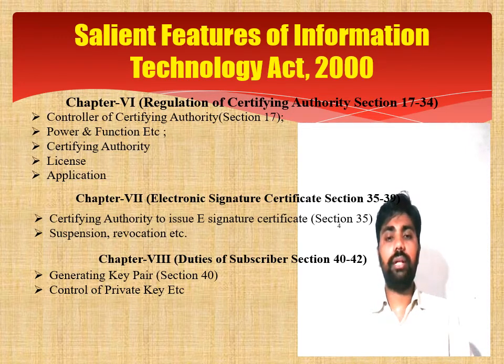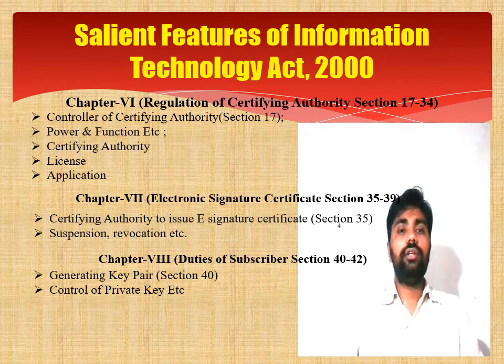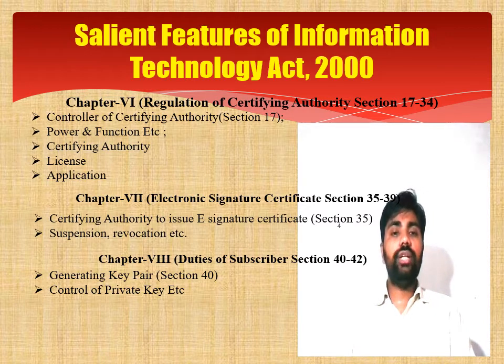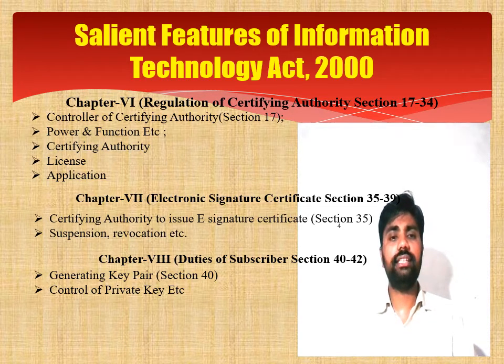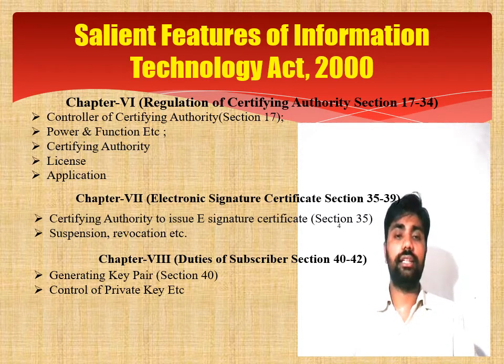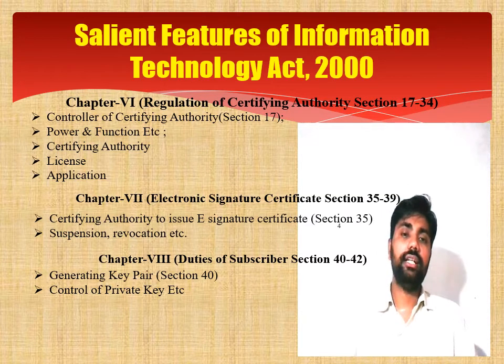So we have private key and public key infrastructure, and that is called asymmetric crypto system. Under chapter 6 we have many things, for example the surrender of license, suspension of license, power to delegate, and renewal of license. Many things have been given under chapter 6 of the Information Technology Act. Now come to chapter 7, which deals with the electronic signature certificate.